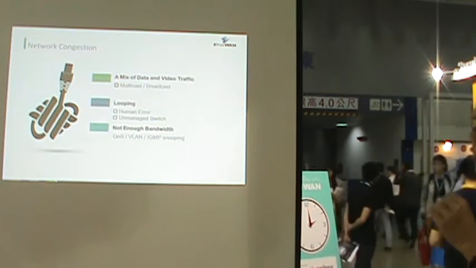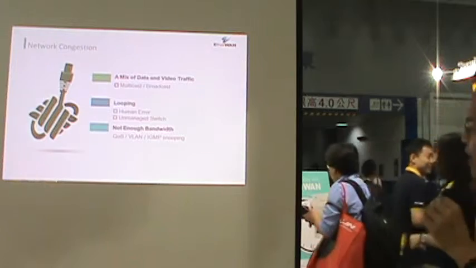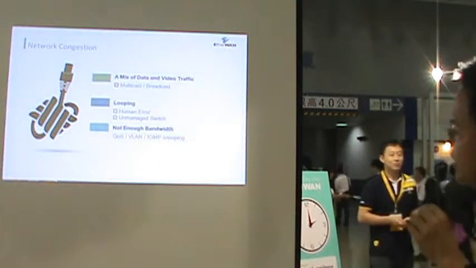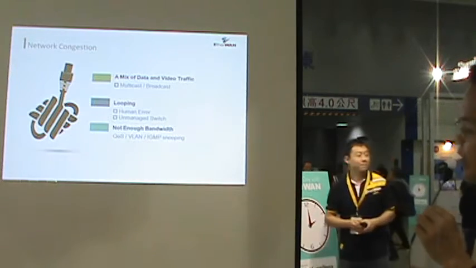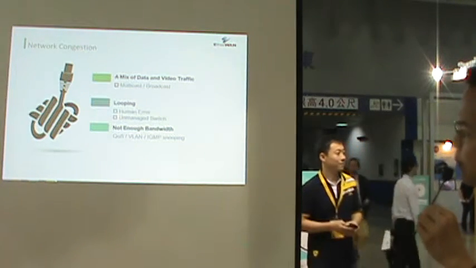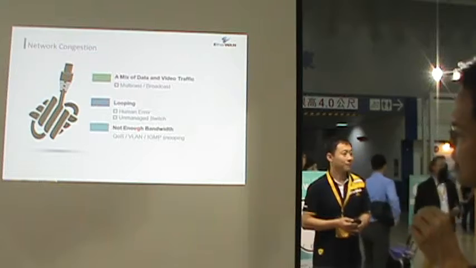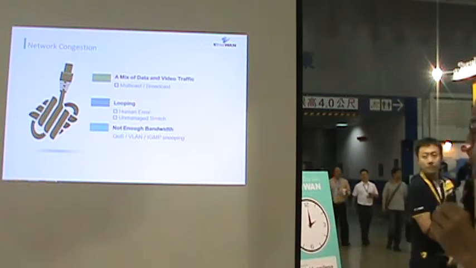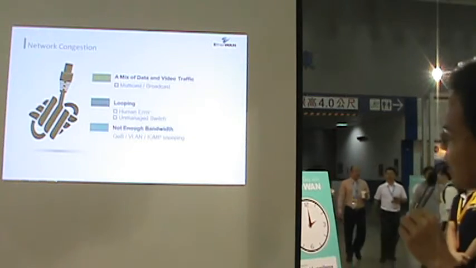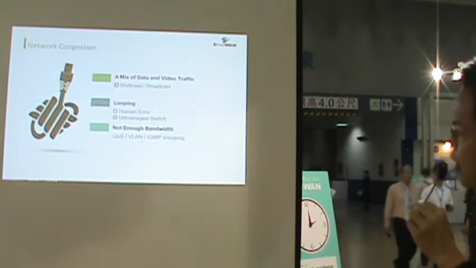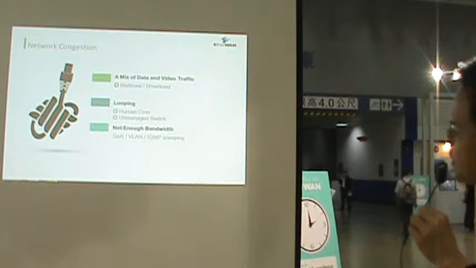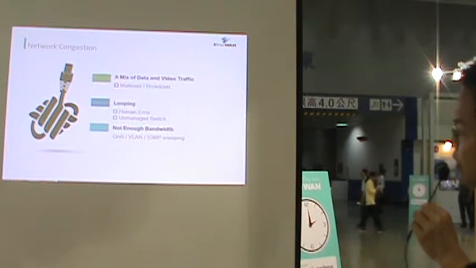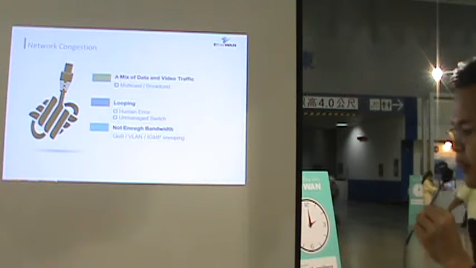IGMP snooping. What snooping means is that the switch examines the layer 3 packet header. When you enable multicast on a camera or any device, the switch doesn't know it, so you have to enable IGMP in order to manage the hosts to join the group. Otherwise, if you don't enable this functionality, it will end up as broadcast as well.